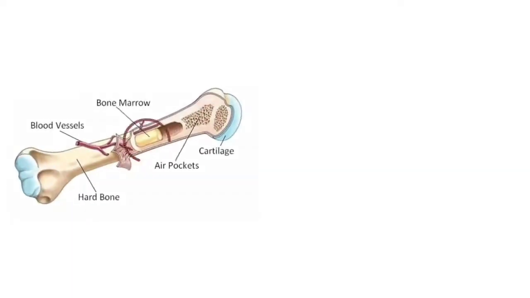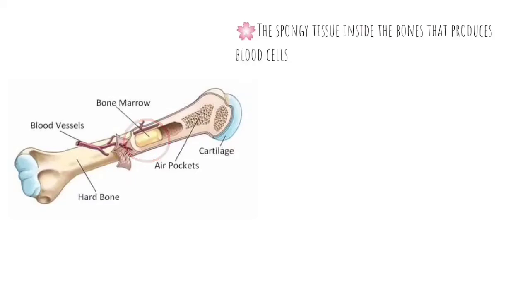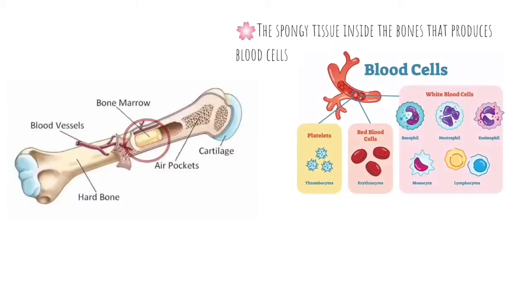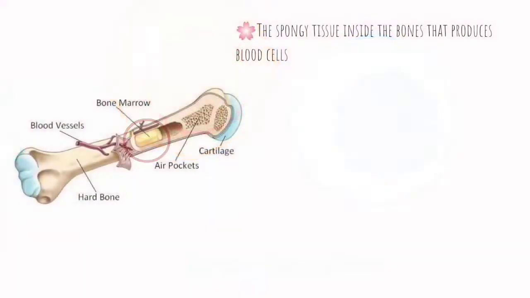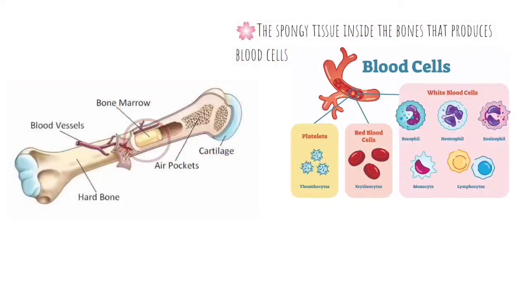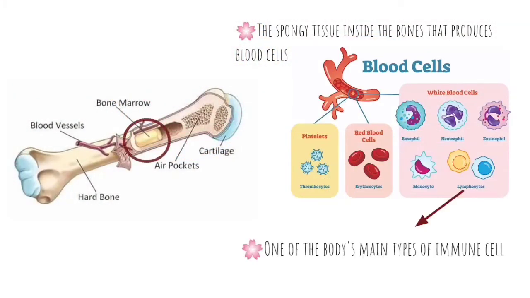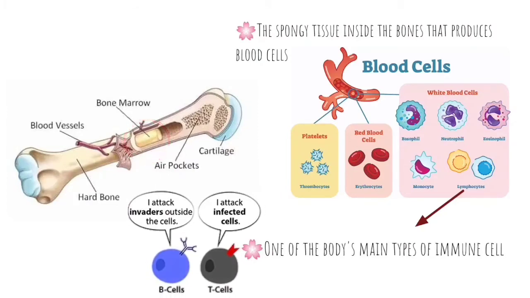So now let's focus on the bone marrow. The bone marrow is the spongy tissue inside the bones that produces blood cells. The bone marrow produces red blood cells, platelets, and white blood cells. Lymphocytes are produced in the marrow and play an important part in the body's immune system. They are one of the main types of immune cells. Lymphocytes are divided mainly into B and T cells.